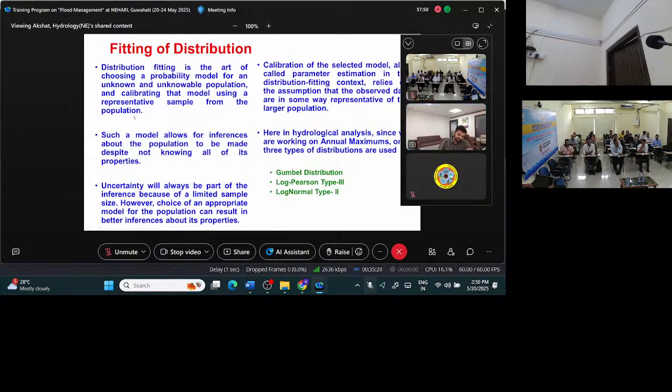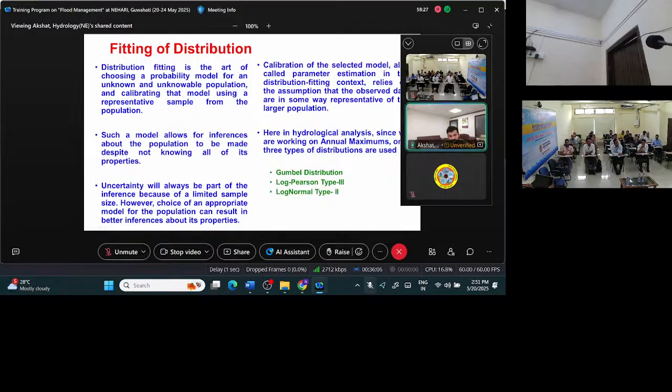So effectively we know the mean from the 24 samples. We need the standard deviation of the 24 samples in our specific case. After fitting the distribution with that mean and that standard deviation, that model will give us inferences about the whole population, that is, the return period frequency of that population. Now obviously uncertainty will always be part of this inference because of limited sample size.